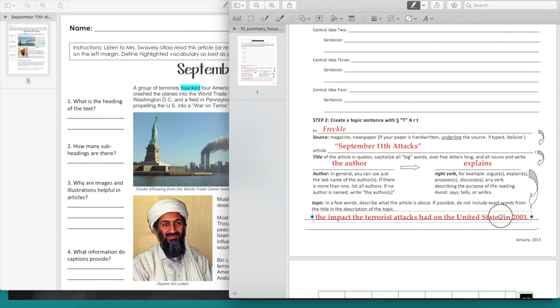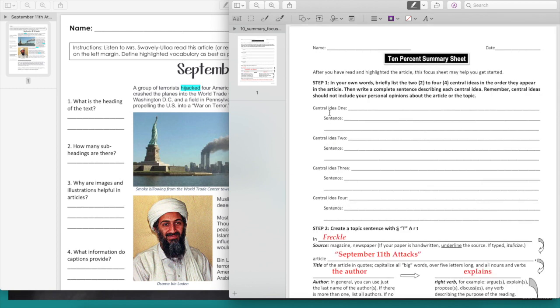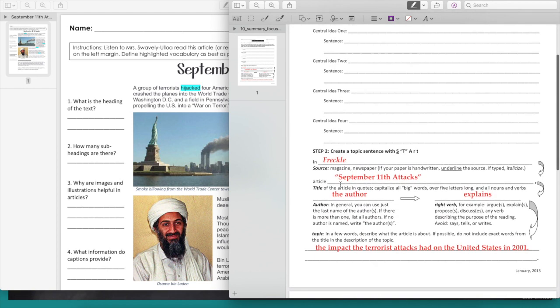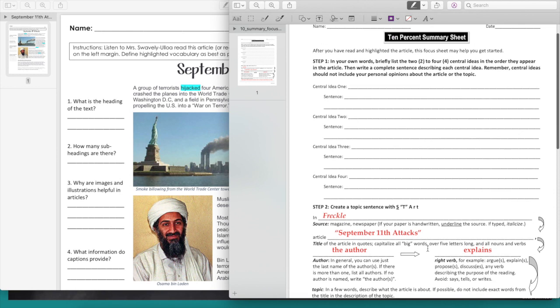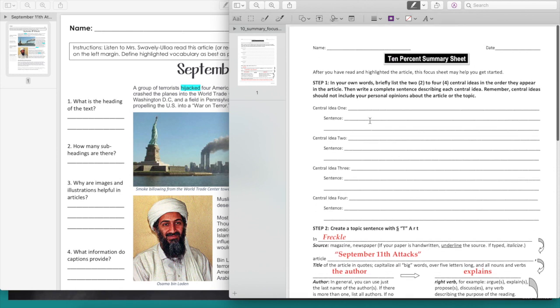This is part of the writing process, guys. You know, you have to kind of go back and think and reword things. So in Freckle, article September 11th attacks, the author explains the impact the terrorist attacks had on the United States in 2001. All right, now let's work on this. So now that we know our topic, which is the impact the terrorist attacks had on the United States back in 2001, now we can kind of go in and identify the central ideas.